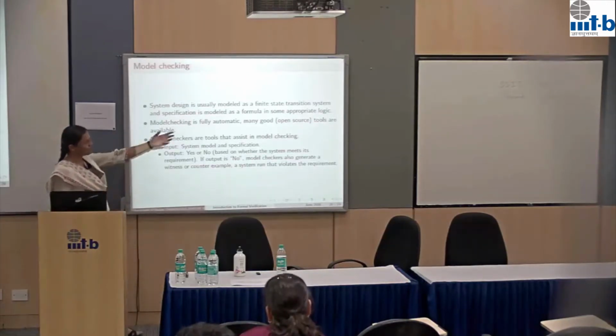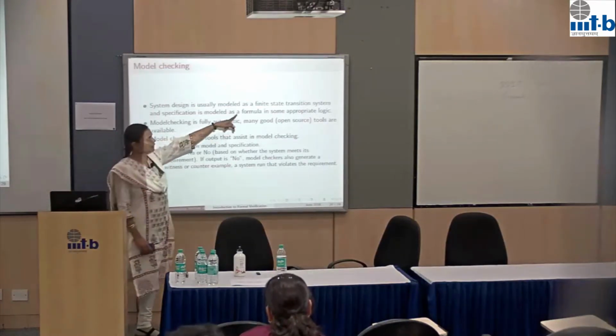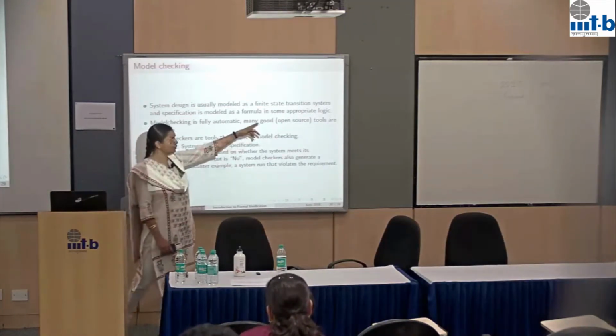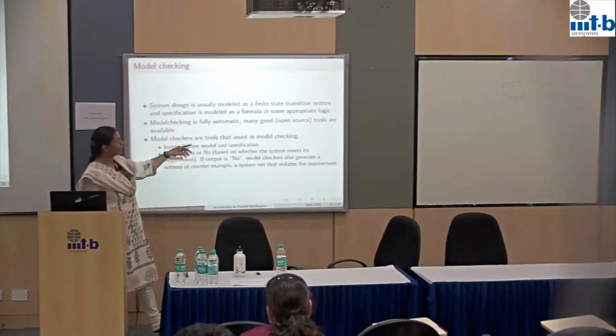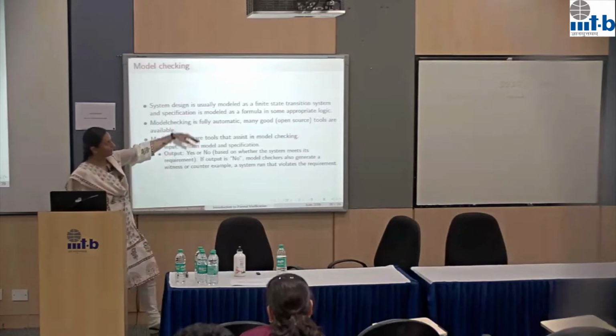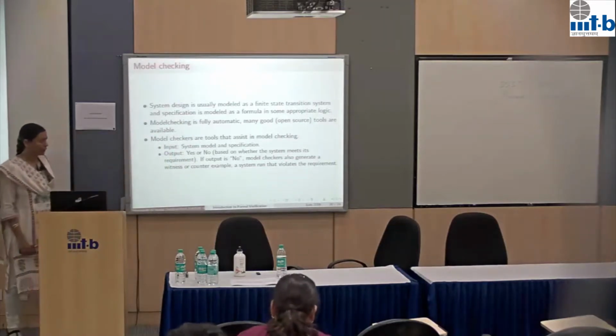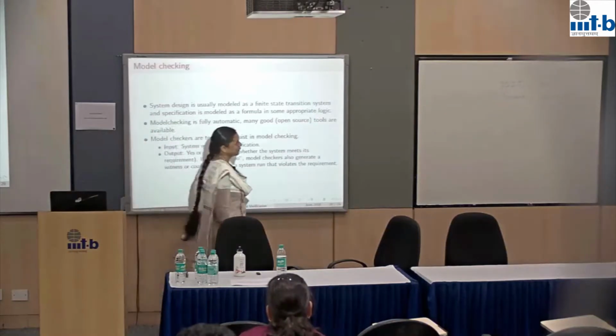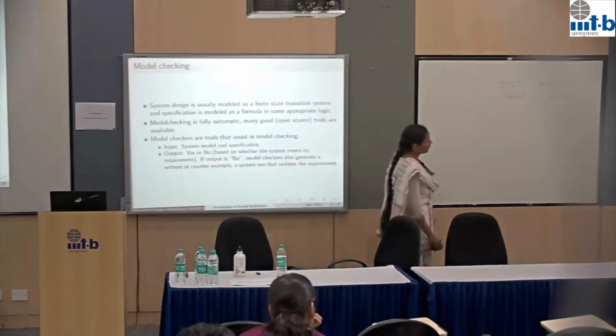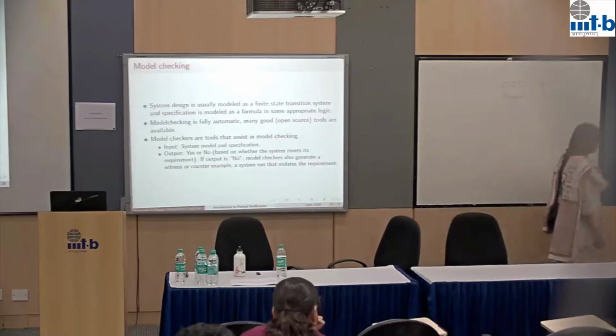Model checking is fully automatic. Once you give it a finite state automaton and a temporal logic specification, it will exhaustively check, verify, and tell you whether the specification is met by the system or not. There are several open source tools available. The input is a system model and a specification. The output is usually yes, the system meets the specification, or no, if the system doesn't meet its specification.